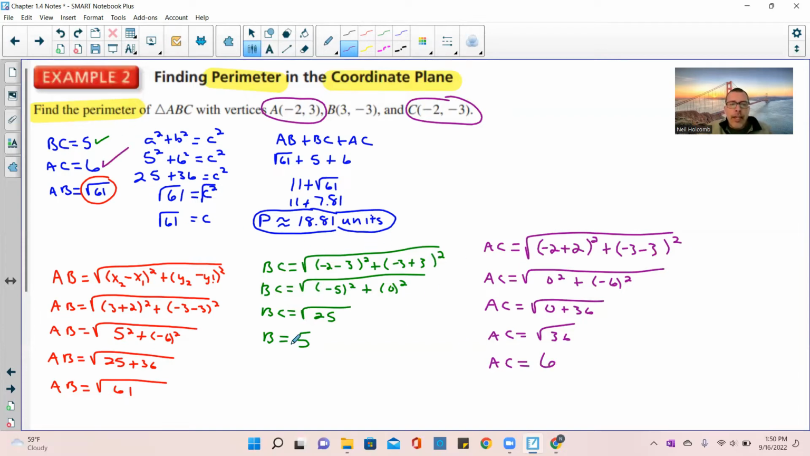And I'm not going to go through this again, but all you would do then is add up all your sides. 6 plus 5 plus the square root of 61, which is an approximation of 7.81. And we would get the same answer of 18.81 units.